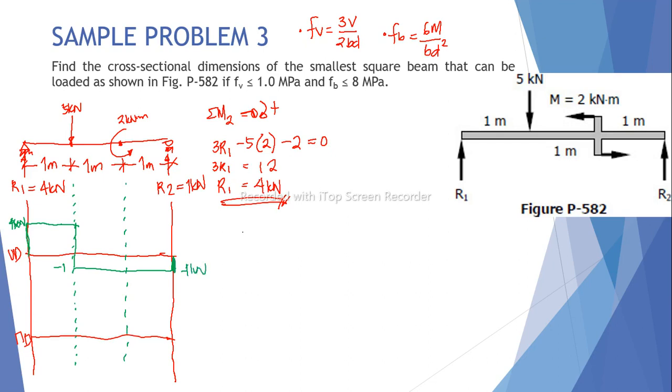Now for our moment diagram, it is the area under the shear diagram. The area here is length times width, or the base times height. That is 1 meter times 4, so this is 4 kilonewton meter. This is a positive moment. Here we have a negative moment. The area here is 1 times negative 1, so this is negative 1. And then on this side, this is also negative 1.